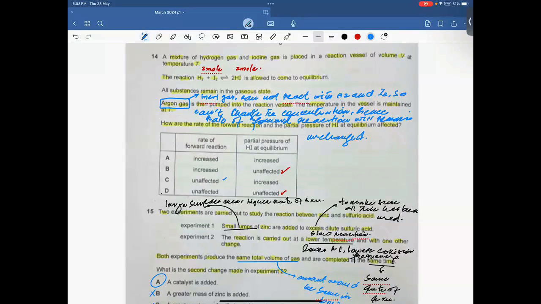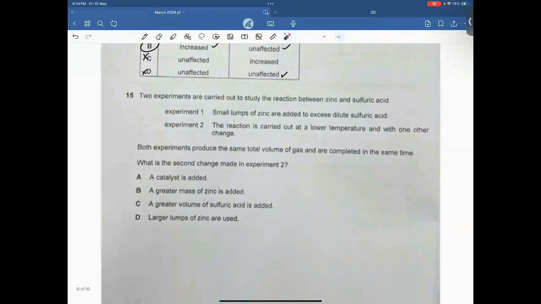So I believe it will remain unaffected, and therefore D is going to be the right answer. Two experiments are carried out to study the reaction between zinc and sulfuric acid. Small lumps of zinc are added to excess dilute sulfuric acid. If it is a small lump, obviously the reaction is going to be faster because of large surface area.